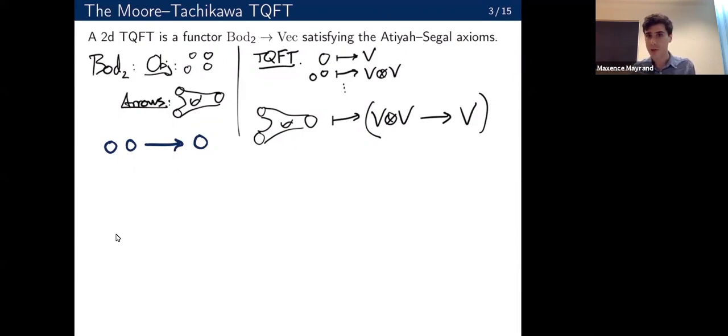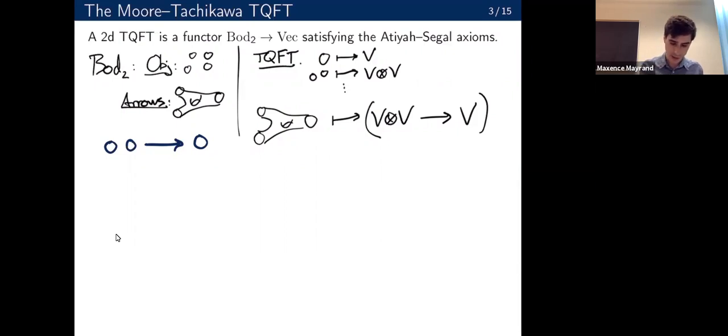And the axioms are such that if you take two circles, this is mapped to the tensor product of this vector space. And so now a surface with boundaries should be mapped to a linear map from the corresponding vector spaces. And this should be made in a functorial way, such that gluing surfaces corresponds to composition of linear maps. So that's what a TQFT is.